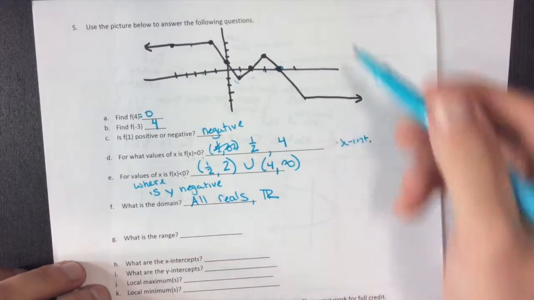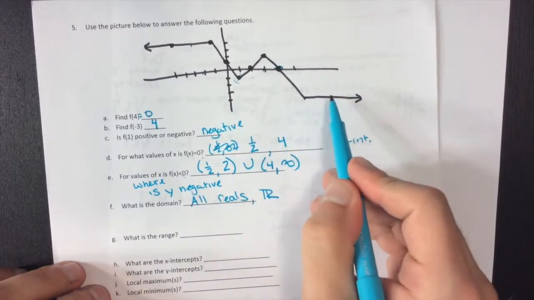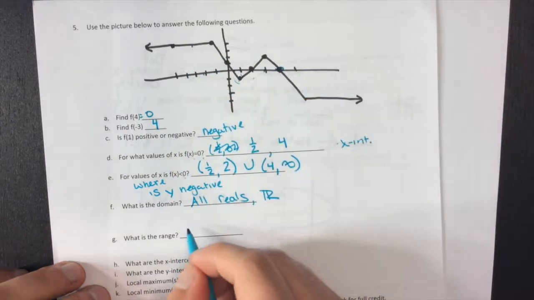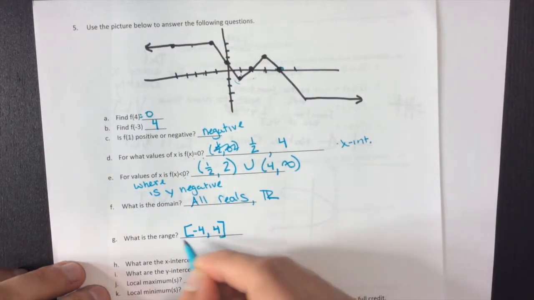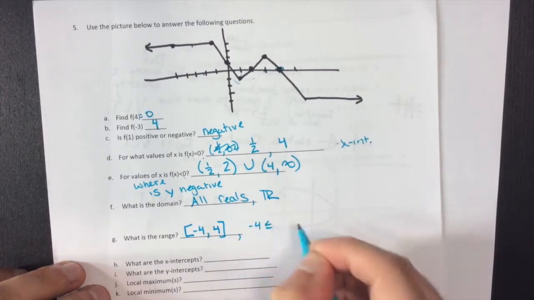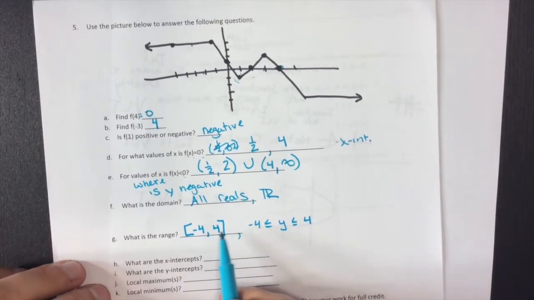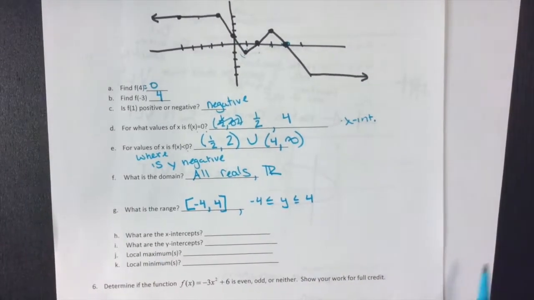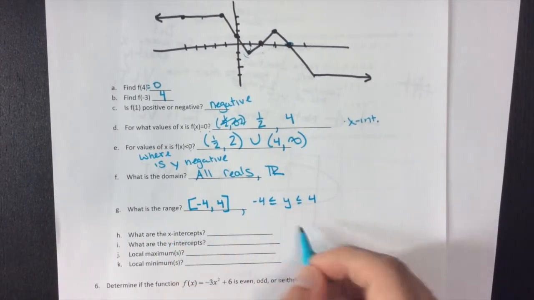What is the range? So we look at what's the lowest I can be, which looks like -4, and what's the highest I can be, which is +4. So the range would be -4 to 4 with brackets. The other way you could write that is -4 is less than or equal to y, which is less than or equal to 4. I personally think that interval notation is a little easier to read, and that's why I use it.